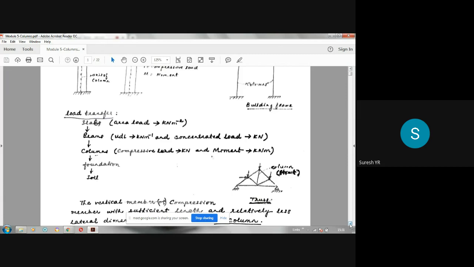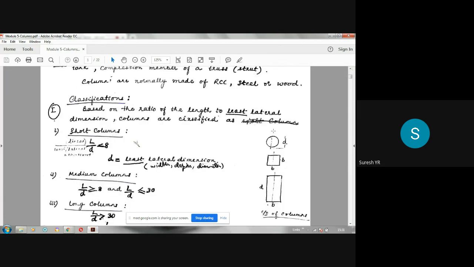So, for example, if it is a circular column, the diameter is the lateral dimension. If it is a square column, the side is the lateral dimension. If it is a rectangular column, either width or depth. We call this depth or thickness, you can call it that. So, width or thickness, they are the lateral dimensions. So if you take the ratio of length of the column to the least of these two lateral dimensions, we have to take the least. Of course, in the case of a circular column, the diameter is the same in all directions.